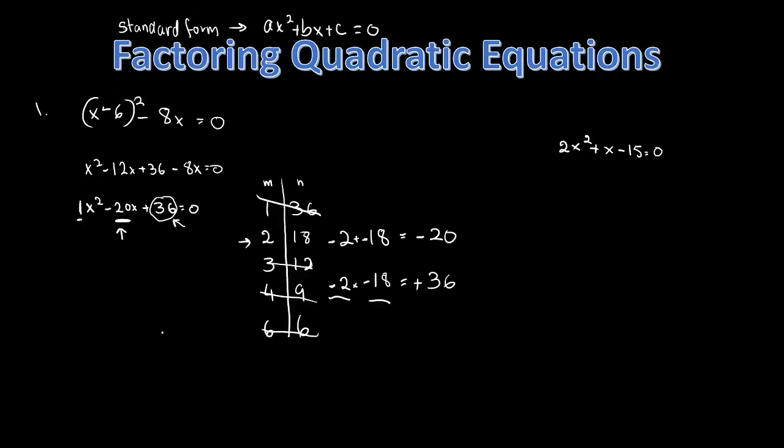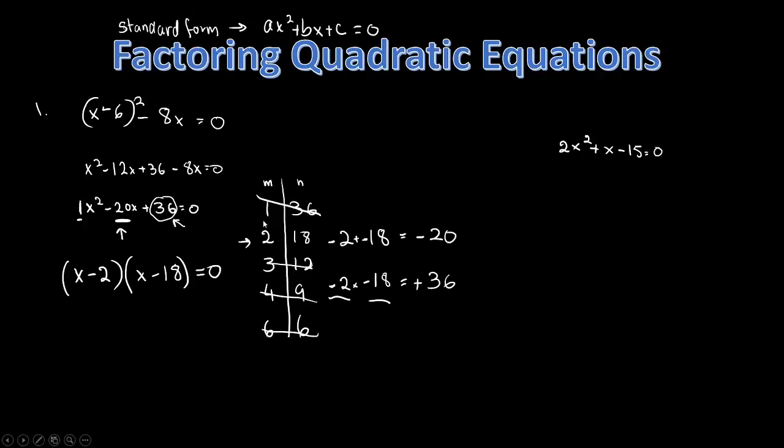Right? So this means that (x - 2) multiplied by (x - 18) is the two factors of x squared minus 20x plus 36.